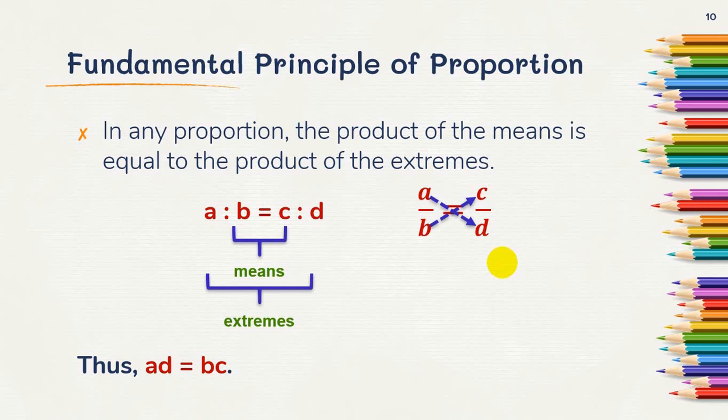Now, let's have the fundamental principle of proportion. This is being used so that we can solve for one of the unknown quantities. So in any proportion, the product of the means is equal to the product of the extremes. Just like what we saw a while ago, we identified the means and extremes. So what we are going to do now is multiply the means and then multiply the extremes. You will get a result of AD equals BC. It is also the idea of cross multiplying. So in that case, if one is missing, you can already solve using the fundamental principle of proportion.